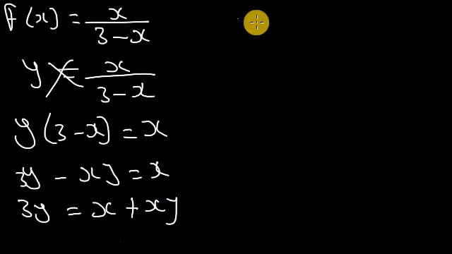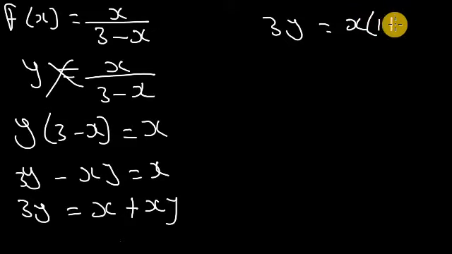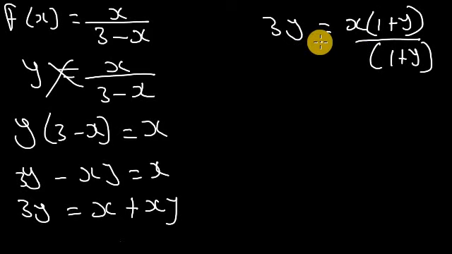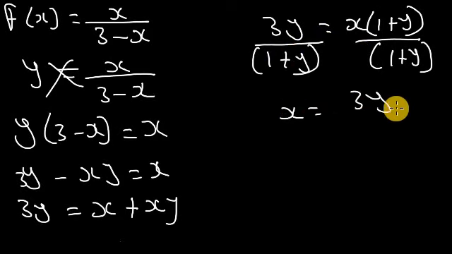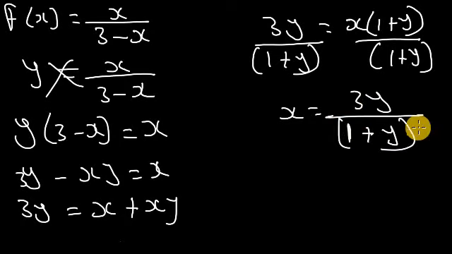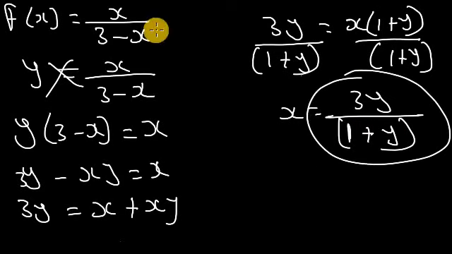Then I will factor out x as the common factor. Then I have 3y equals x in a bracket of 1 plus y. Then I will divide both sides by 1 plus y. And finally, I have x equals 3y, all divided by 1 plus y. Then I could replace y with x and x with y, or I can just leave it this way, okay? And just look for the domain of this function.